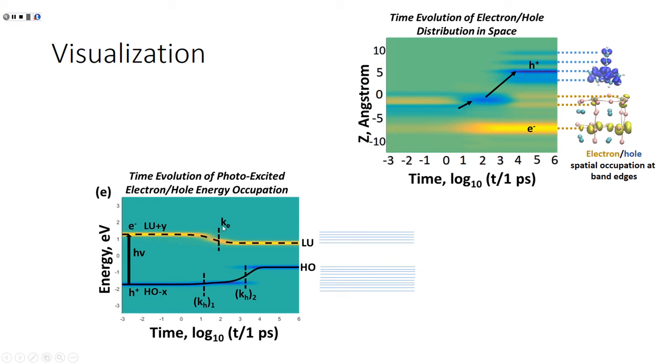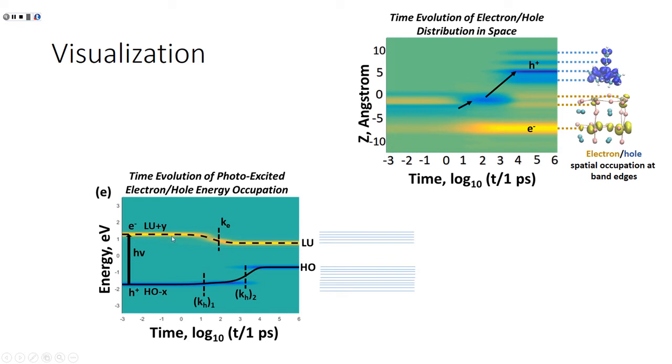Normally they don't have all these extra added on features. Those I had for a presentation. But your initial excitation is your LUMO plus Y for your electron and your HOMO minus X for your hole. And those will evolve in time. And I kind of just marked out for visual presentations when the relaxation occurs in these systems.